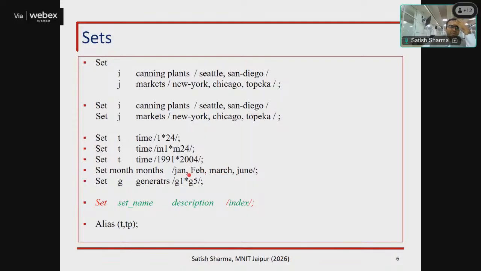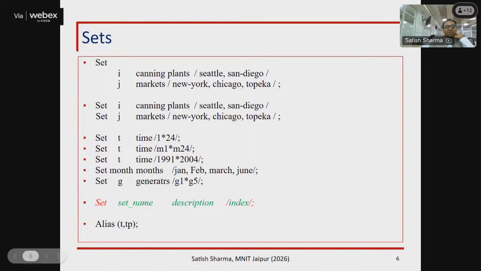Then, let's say we were discussing the generator problem, so we can define set G generators and G1 to G5. So there are multiple ways of defining a set. Usually, sometimes we write summation over t, time 1 to 24, so we define something like this. Sometimes we define time as t1, t2, t3, so instead of m, I could have written t1 to t24. The way we write the index in our notebook, we can define it here in GAMS programming as well.